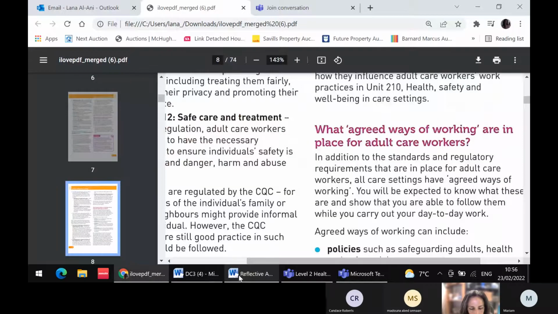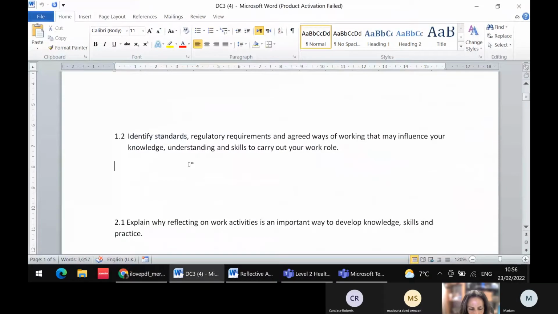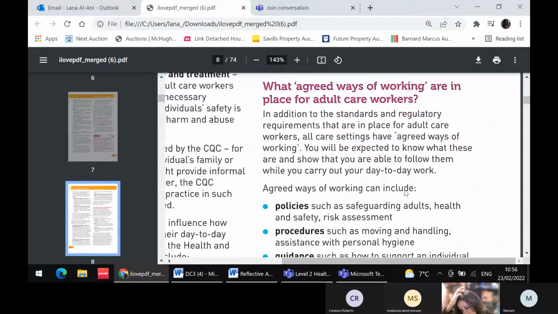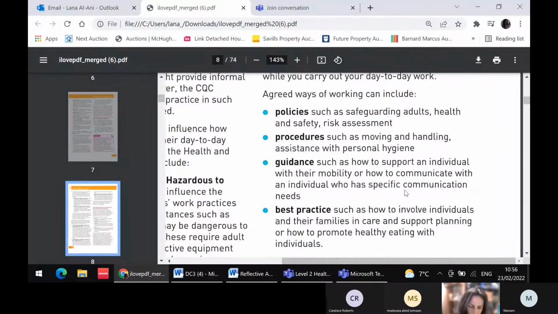So here where it says standards, we have the standard, regulatory requirements, we just did it, and then the agreed ways of working. So what are the agreed ways of working? Do we know what the agreed ways of working are? We've spoken about this before.